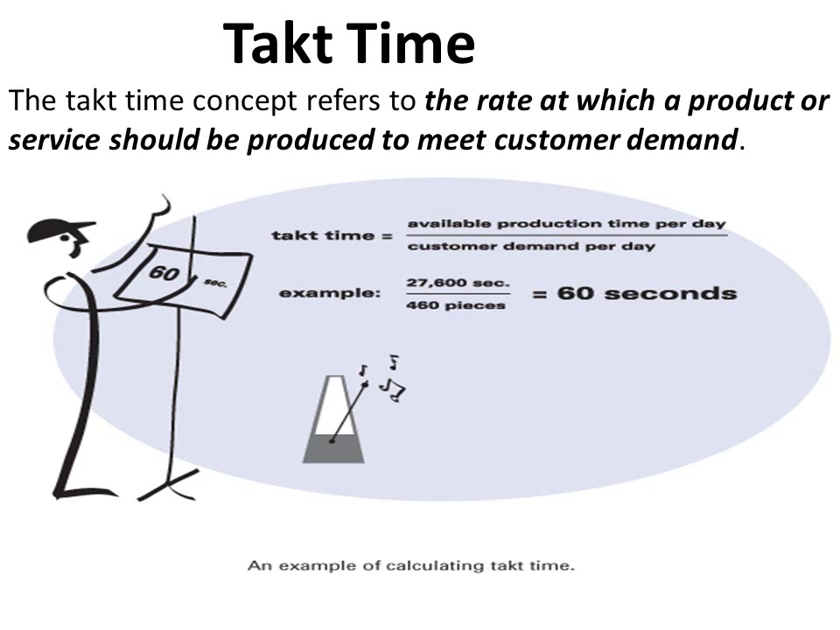For example, in the automobile industry, if the total production time available is 450 minutes, but customer demand is 50 units per day, we divide 450 minutes by 50 units, so that is 9 minutes. So we have to make 1 unit in 9 minutes, and that is our Takt time. I hope you understand from my example what Takt time is.